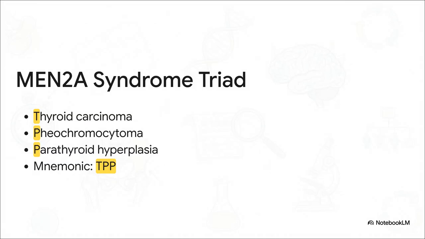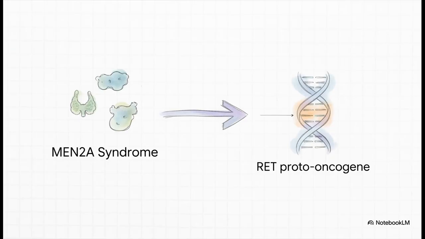This is the classic triad for multiple endocrine neoplasia type 2A, or MEN2A. It's made up of medullary thyroid carcinoma, pheochromocytoma, and parathyroid hyperplasia. A fantastic mnemonic to lock this in is just TPP. Our patient in the vignette had 2 of the 3, which is a massive, massive clue. And here's the final step, the connection they love to test. You have to connect the MEN2A syndrome to its genetic cause, which is a mutation in the RET proto-oncogene. That link right there, that's a high-yield fact that can make a real difference on your score.